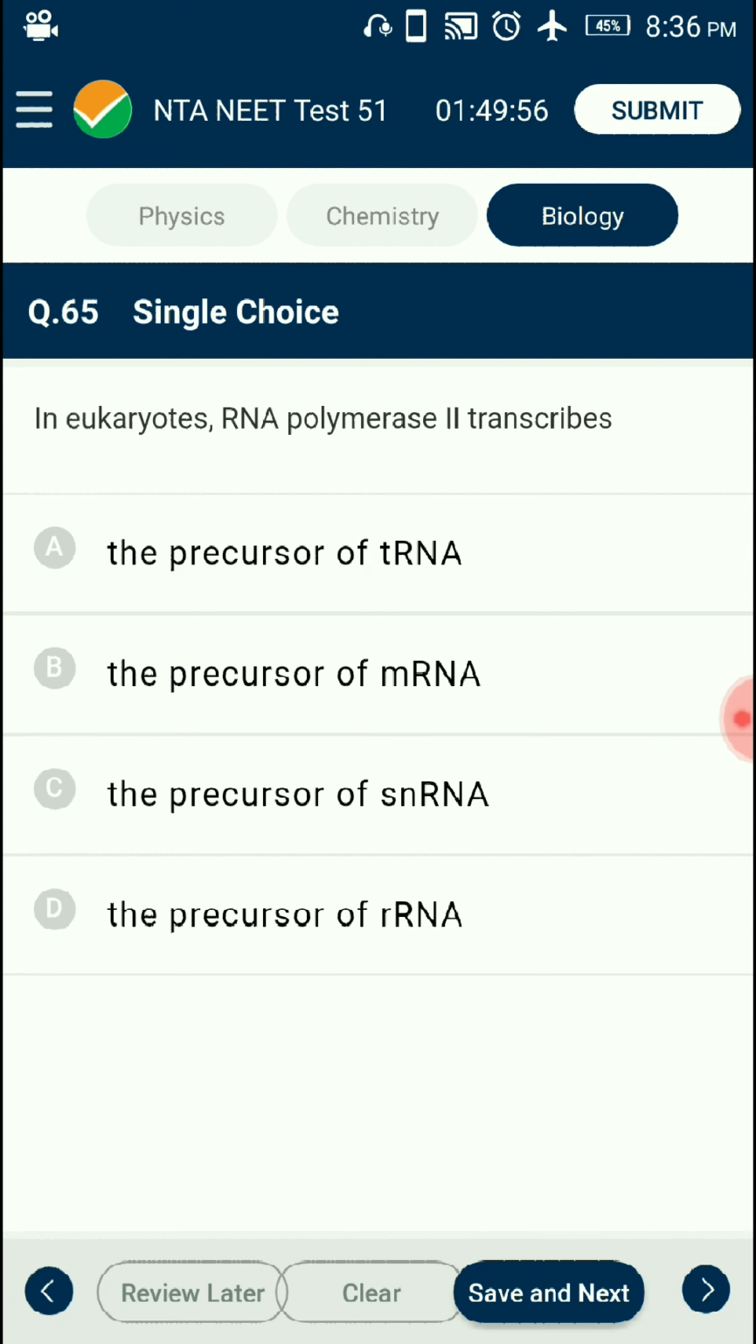In eukaryotes, RNA polymerase II transcribes? There are at least three polymerases in the nucleus, in addition to the RNA polymerase found in the organelles, and there is a clear-cut division of labor. RNA polymerase I transcribes ribosomal RNAs, which include 28S, 18S, and 5.8S, whereas RNA polymerase III is responsible for transcription of tRNA, 5S and small nuclear RNAs. RNA polymerase II transcribes precursors of messenger RNA, the heterogeneous nuclear RNA, generally called hnRNA. So the answer is option B, the precursor of mRNA.